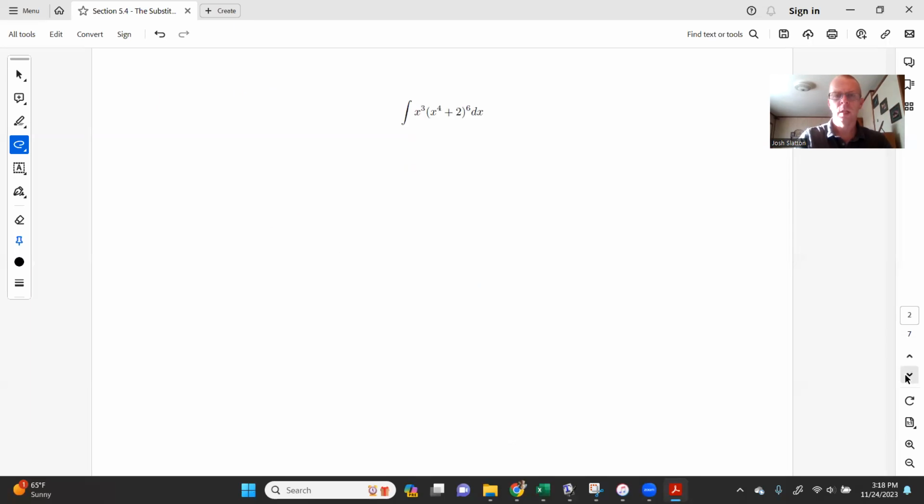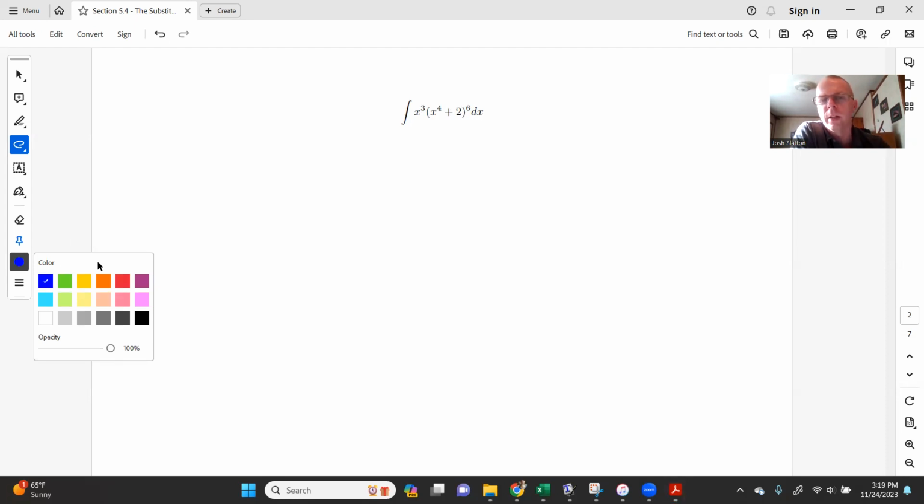And similar. Similar problem. I know we don't have a square root in this one. We have to the sixth, but if you think of a square root as being an exponent, it still is similar. So we have a blue part. Now, which part should be the blue part?